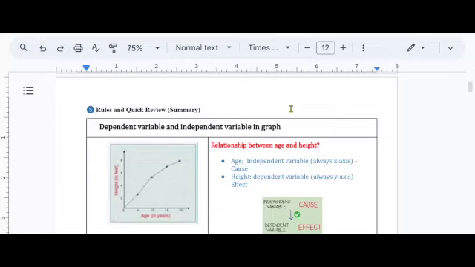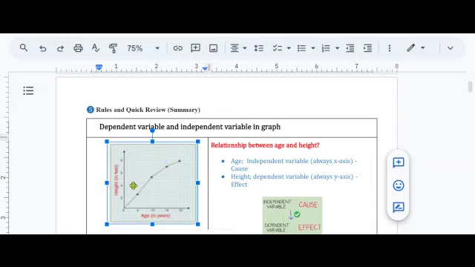Rules and quick review. Summary. It's just a summary of the entire lessons, okay? Not in details. Dependent variable and independent variable in graph, okay? Take a look at the graph on the left side here. You can see here the x-axis is the age and the y-axis is what? The height. So it's the relationship between age and height.